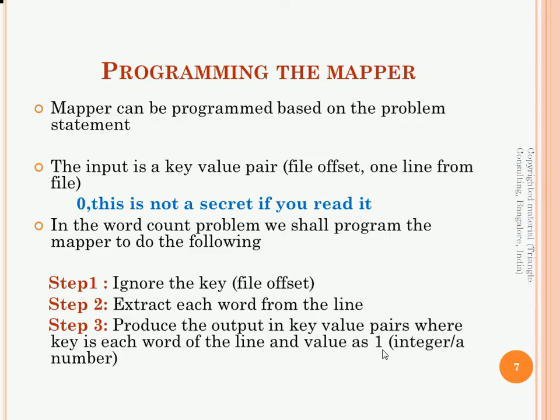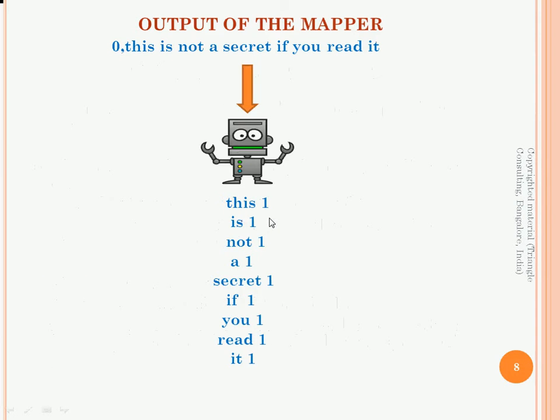For this particular problem statement, I'm asking the mapper to ignore the key from the record reader and then extract each individual word from the input line, that is the value, and output each of those words as a single key, and its corresponding value would be a digit, which is 1 for this particular problem. So when the mapper applies the programming logic mentioned in steps 1, 2, and 3 on this particular input, this would be the output.